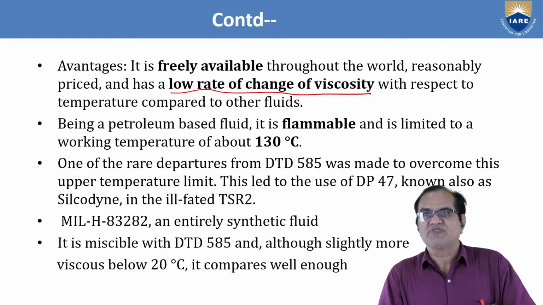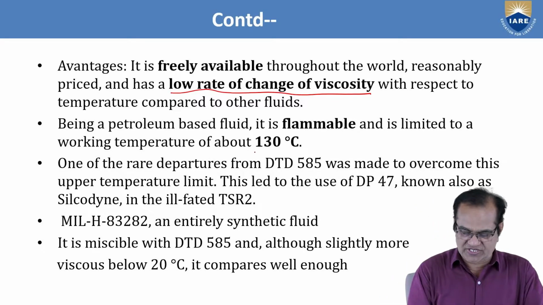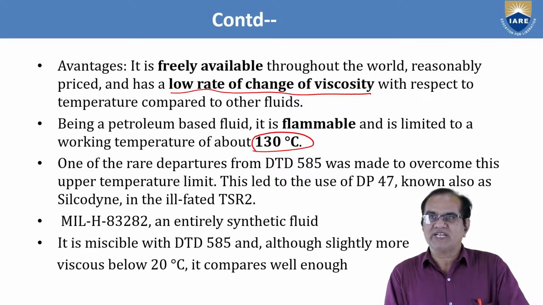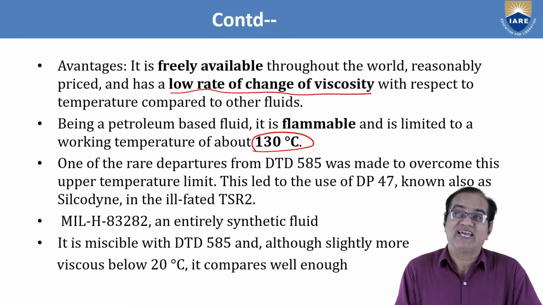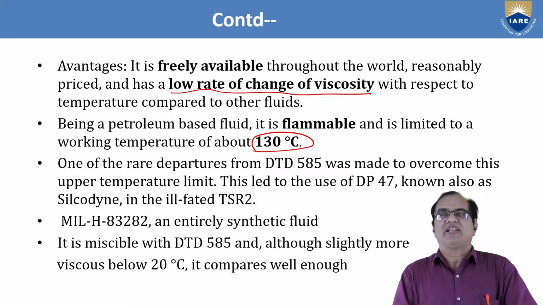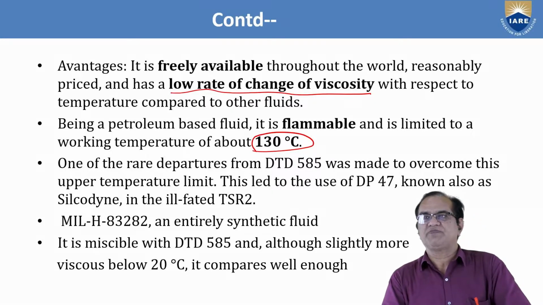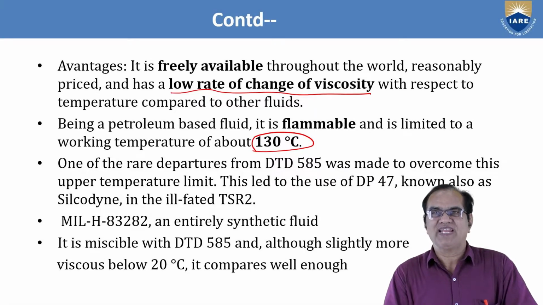Being a petroleum-based fluid, it is flammable and is limited to a working temperature of 130 degrees centigrade. So this is the disadvantage: they are petroleum products and are likely to catch fire easily. One of the rare departures from DTD 585 was made to overcome this upper temperature limit. This led to the use of DP47, known also as Silicodine, in the ill-fated TSR2.